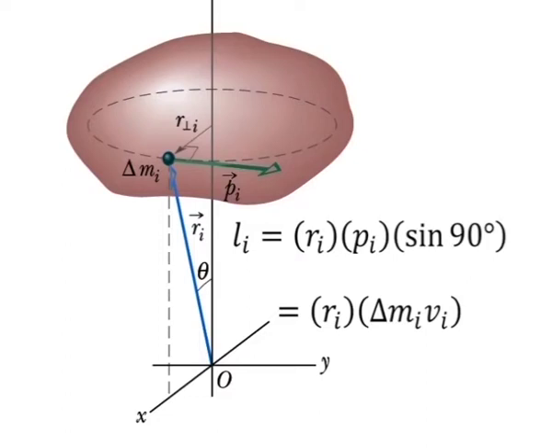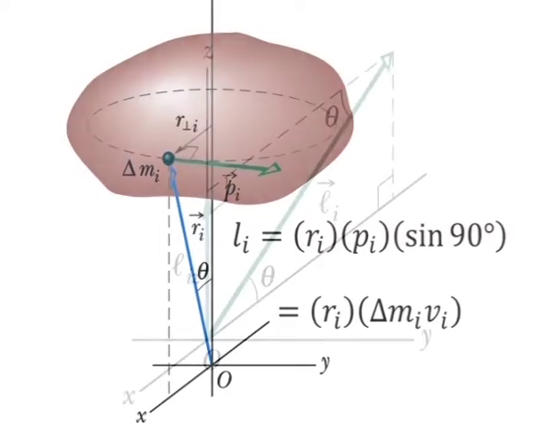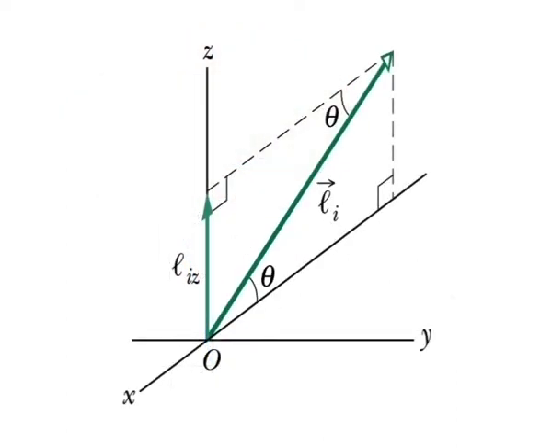L_i equal to R_i P_i sin 90 degrees, which is equal to R_i delta m_i times V_i. Here P_i and V_i are the linear momentum and linear speed of the mass element, and 90 degrees is the angle between R_i and P_i. The angular momentum vector L_i for the mass element is shown in this figure here. Its direction must be perpendicular to those of R_i and P_i.